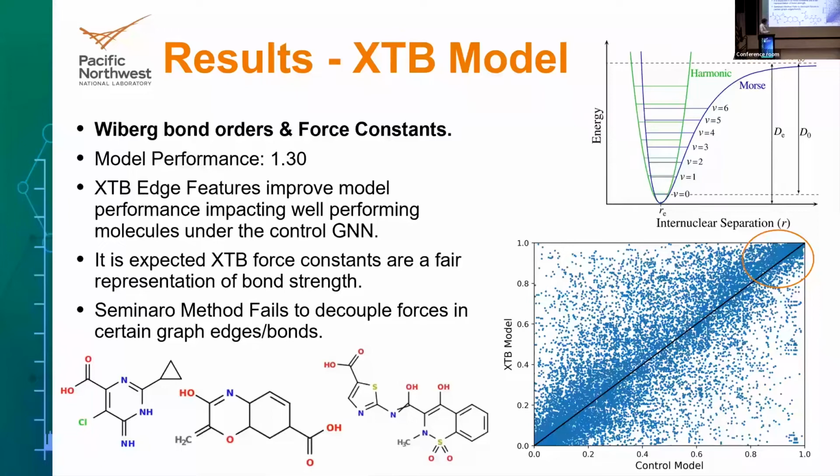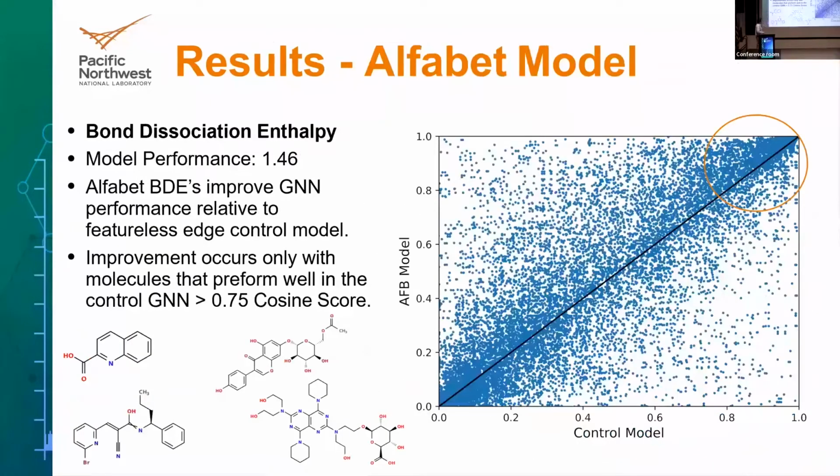Now, moving on to our most complex model, where we're predicting bond association enthalpies, our top performing model here. We have a model performance score of 1.46, where again we see, similar to the XTP model, an aggregation of scores up towards the top, where we have well-performing molecules, and those molecules perform even better when we start to specify bond association energies in the edge representation for a neural net. And again, we still have the same common suspects here: aromatic nitrogens, oxygens, and rings that tend to break the neural net.